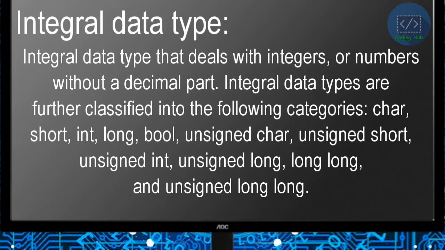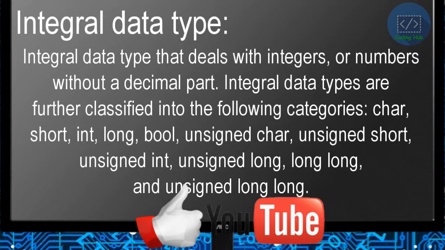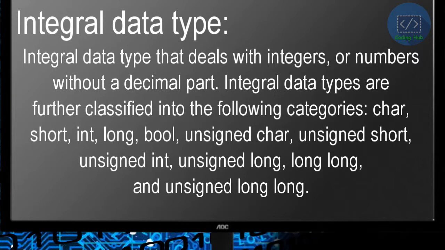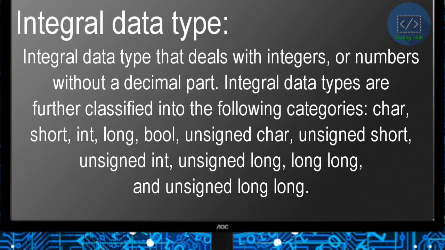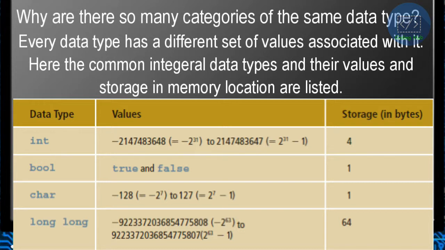Integral data type. Integral data type deals with integers, or numbers without a decimal part. Integral data types are further classified into the following categories: char, short, int, long, bool, unsigned char, unsigned short, unsigned int, and unsigned long. Why are there so many categories of the same data type? Every data type has a different set of values associated with it. Here the common integral data types and their values and storage in memory location are listed.